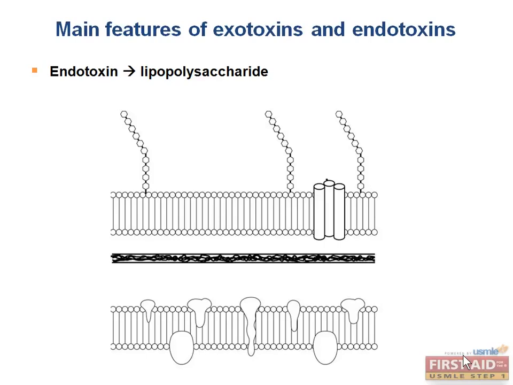You'll find a really nice table that summarizes the main features of exo and endotoxins in the book, so I won't belabor all the points. But the main thing I want to emphasize is that endotoxin is composed of lipopolysaccharide, LPS, and that this is only found in gram-negative species.